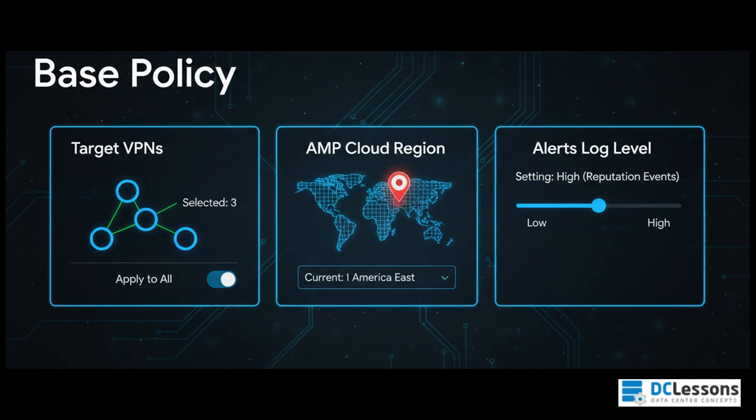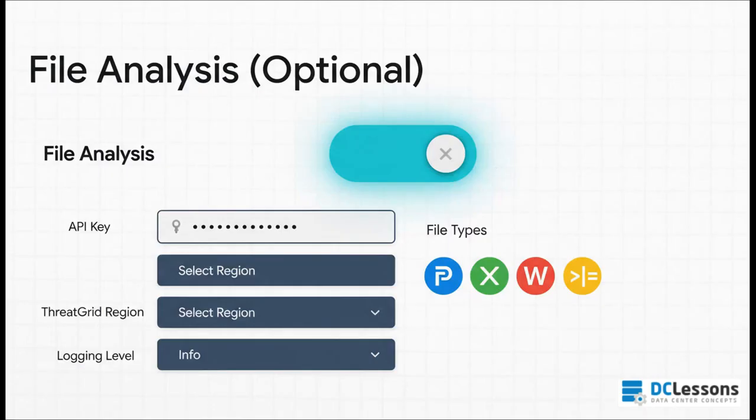That's pretty much it. Now, to turn on the heavy-duty sandbox analysis, you just flick this file analysis toggle. The most important thing you'll need here is an API key. You can think of it as a secure password that lets your SD-WAN setup talk to your Threat Grid account. From there, you can even get really specific and choose which file types, like PDFs or Office docs, you want to send for that extra level of scrutiny.